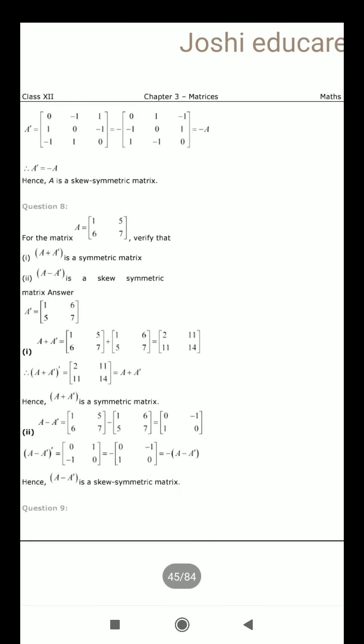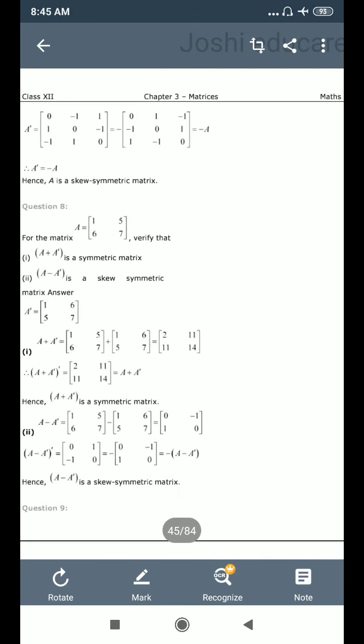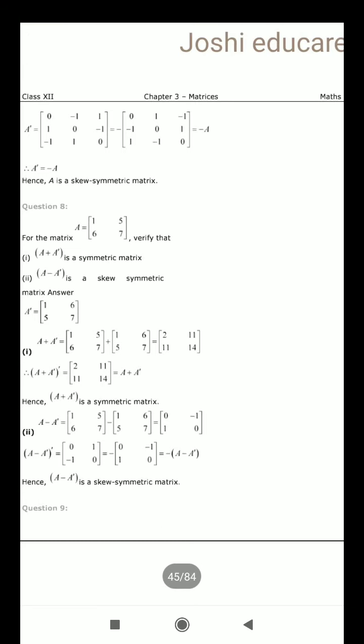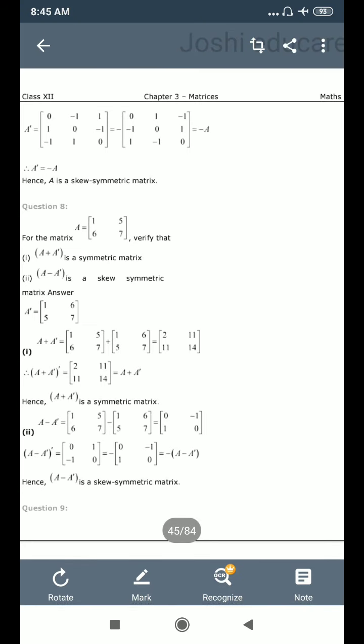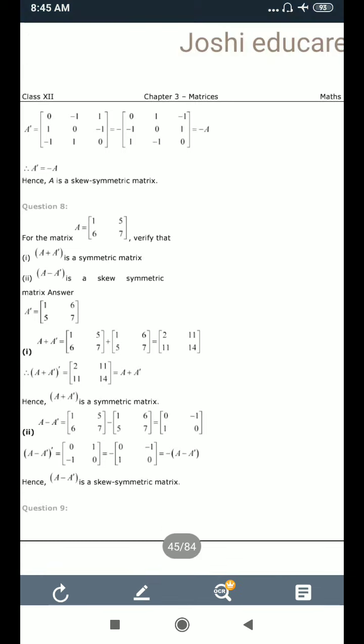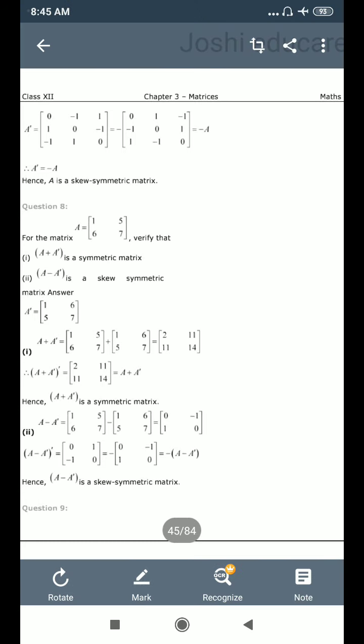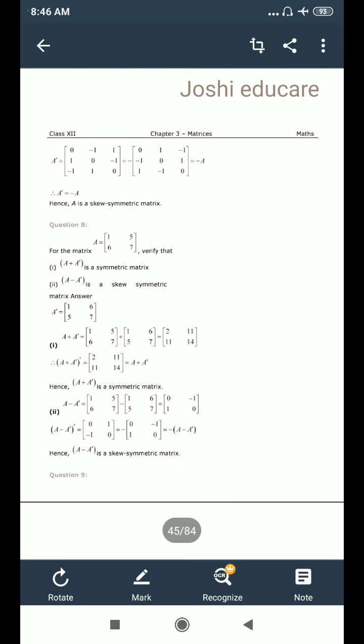So I've taken A transpose and take negative sign from it throughout, or you multiply this by negative sign. So it will become 0. This minus 1 will become plus 1 as I have taken negative sign common. And this 1 will become minus 1. And in this way I have taken negative sign common. So this you see this is actually minus of A. So a given matrix's transpose is equal to negative of itself. So we can say it is a skew symmetric matrix.